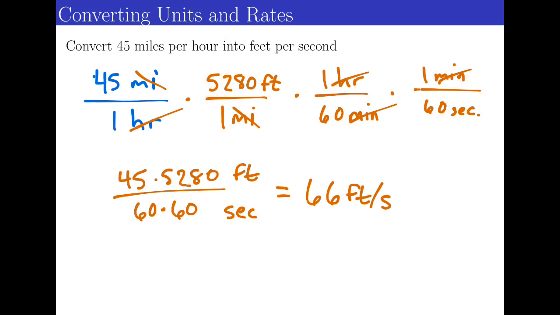So to do these conversions, just figure out first what your conversion factor is, right? What's the ratio from one unit to the other, and then set those up so that your units are diagonal from each other and will cancel out to get the units that you want.